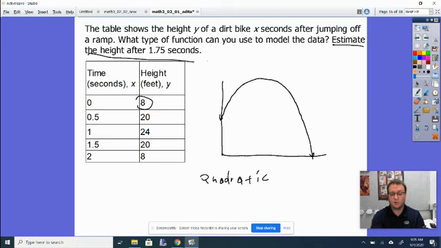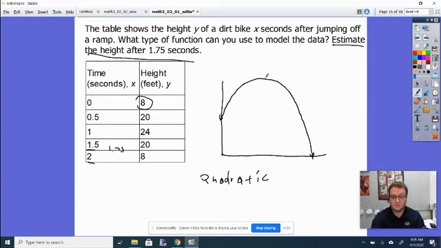Well, I know it at 1.5, which is nice. I know it at 2, which is nice. I don't know what it is at 1.75. I know it's somewhere in the middle. If this were a linear function, it'd be really easy to find that actually. The problem is because it's quadratic, we can't do it quite as easily.